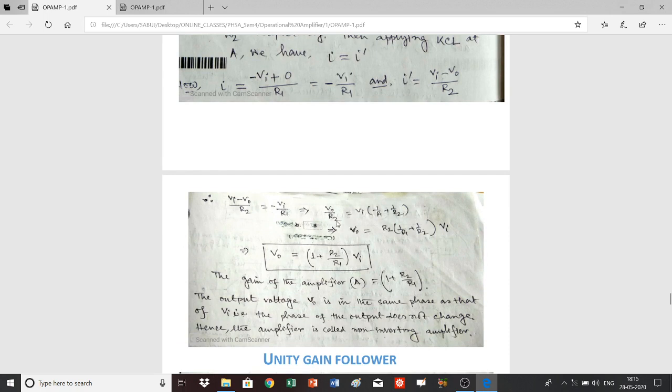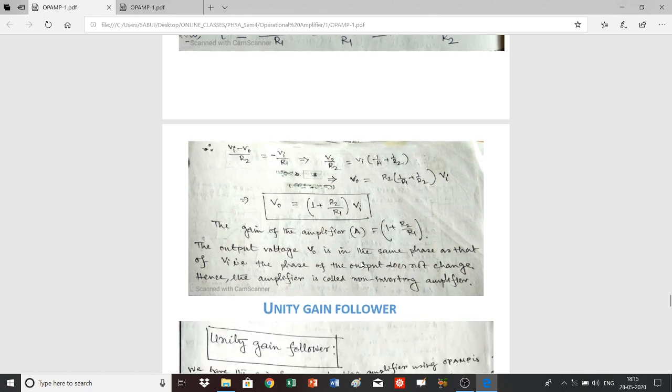From this relation, after simplification, we get V0 is equal to R2 into (1 by R1 plus 1 by R2) into Vi, and from this relation further you get that V0 is equal to (1 plus R2 by R1) into Vi. That means V0 by Vi is equal to 1 plus R2 by R1. That is the gain in this case. Gain of the amplifier A is equal to 1 plus R2 by R1, which is somewhat different from that in the case of the inverting amplifier.